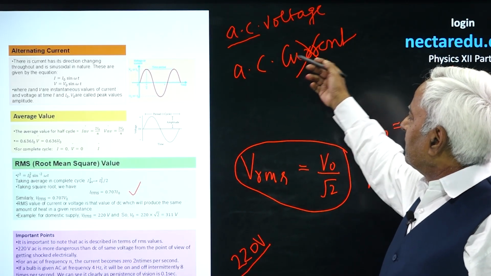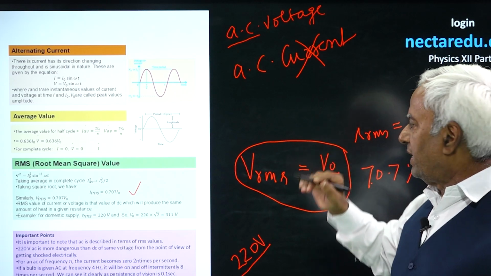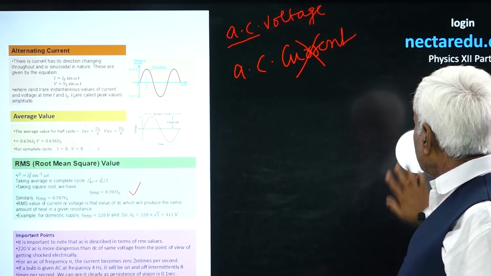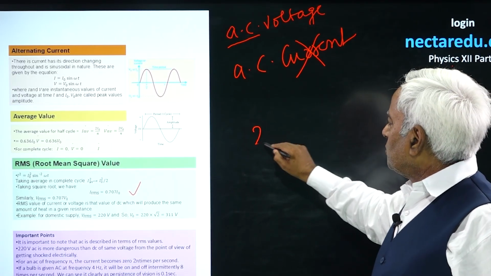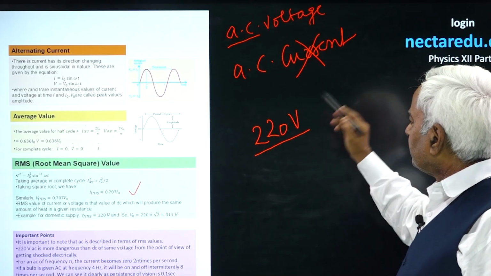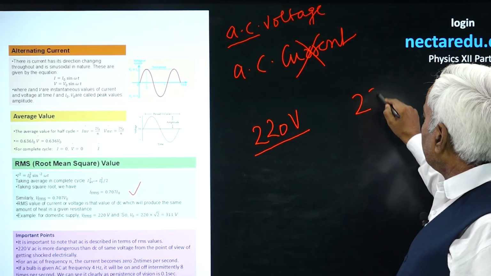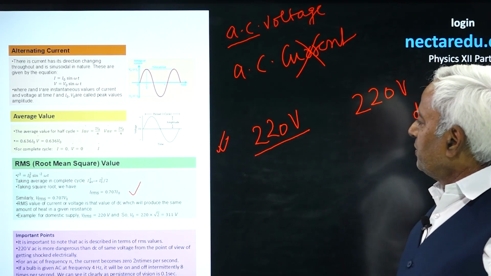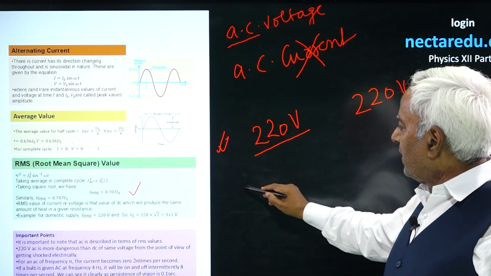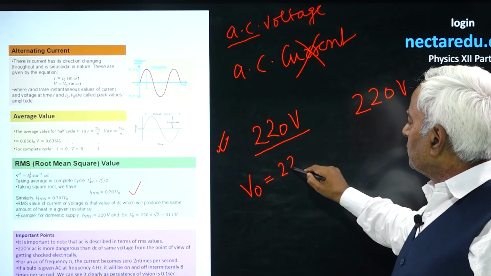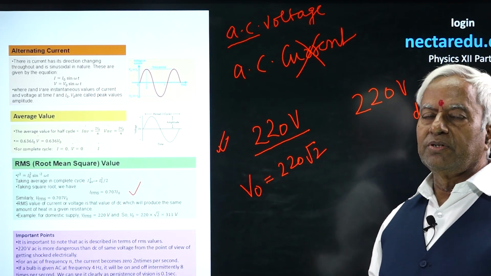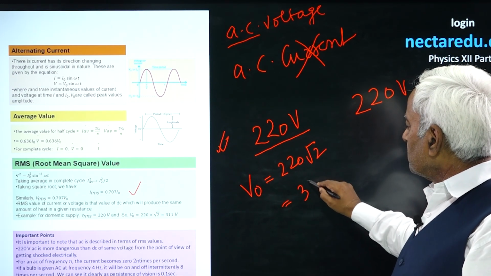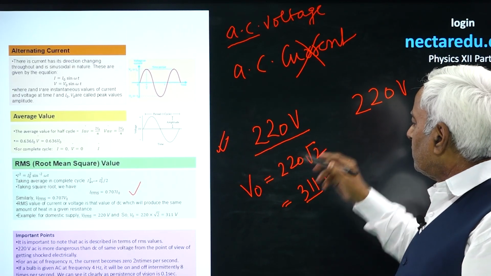You can't repeat the same term two times. AC itself is enough. Now, when you are talking regarding AC, you are talking in terms of RMS value. There is 220 volt AC. There is 220 volt DC. When you are talking about 220 volt AC, it is the RMS value, then peak value is going to be 220 root 2 by using the relation Vrms equal to V0 by root 2. This is going to be almost 311 volt.